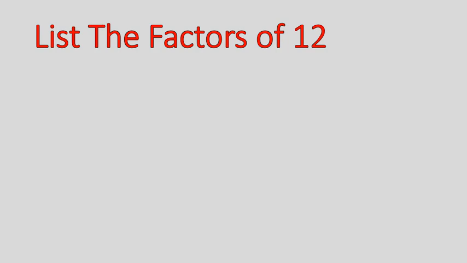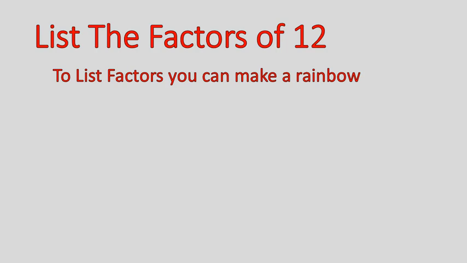So let's do a little bit of practice. I want you to go ahead and list the factors of 12. You can pause the recording, try and do that on your own. Hi, I hope you're back now. To list the factors, what I like to do is use something that looks kind of like a rainbow, where I list numbers in pairs.